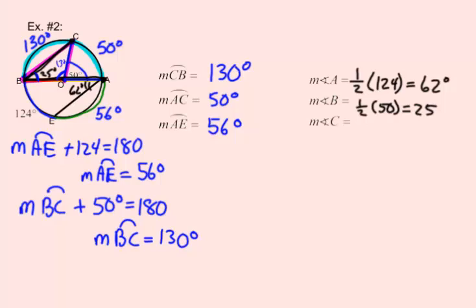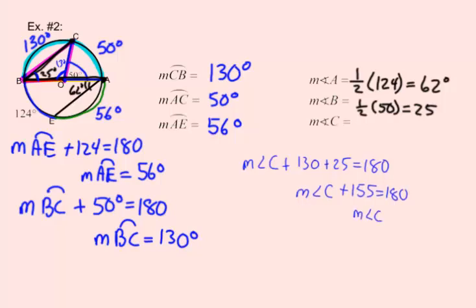And then angle C is the other angle in our triangle there, and they add up to 180. So the measure of angle C plus 130 plus 25 equals 180. Don't forget about that: the sum of the interior angles of a triangle is 180. So the measure of angle C plus 155 equals 180. We subtract 155 and we get 25 degrees.